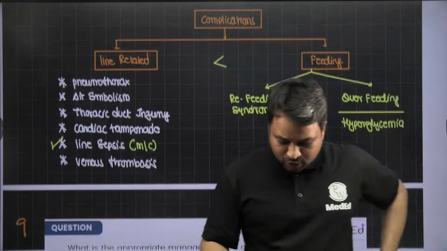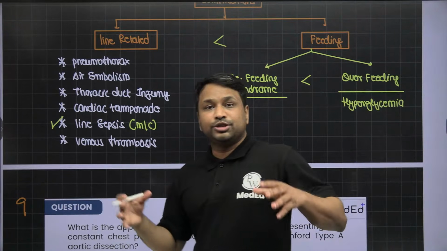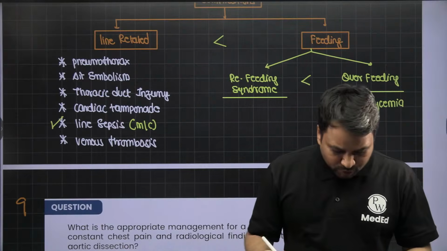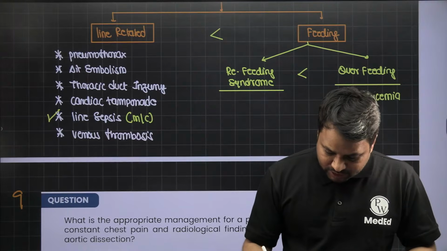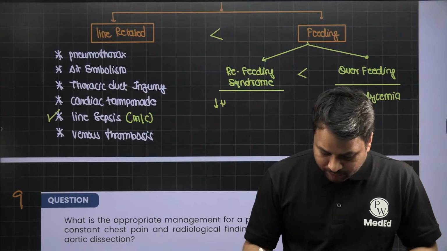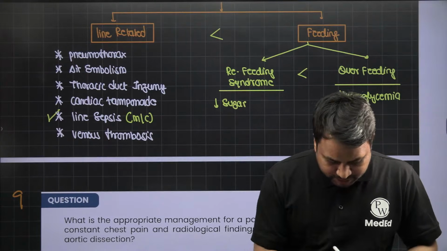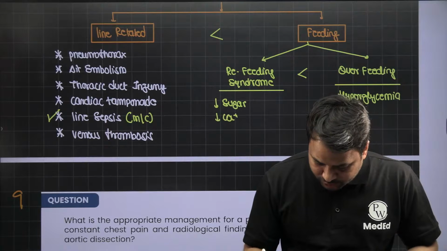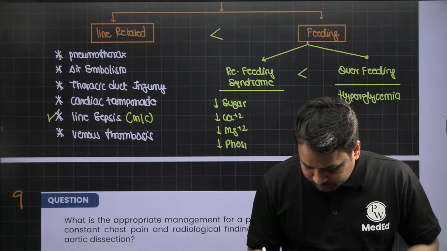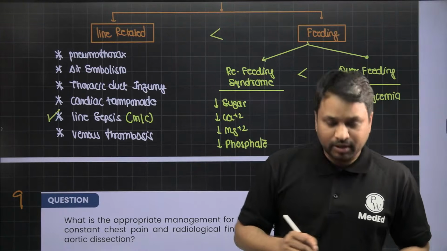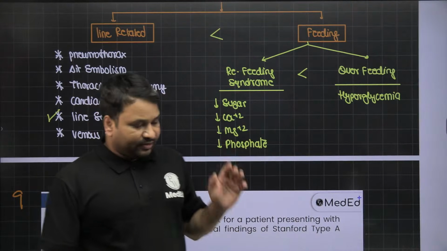Now, when I say refeeding syndrome, as you suddenly start giving the total parenteral nutrition, there's a sudden surge of sugar. When there is an excessive amount of sugar that is going to be taken across, there will be excessive release of insulin. That excessive release of insulin will now cause, number one, hypoglycemia. So the sugar will drop suddenly. This decrease in sugar will also cause a decrease in calcium. It will be associated with a decrease in magnesium as well as phosphate. This is what we call the refeeding syndrome, right?